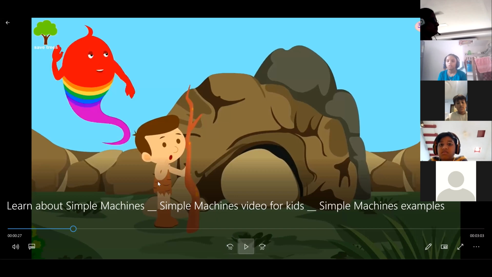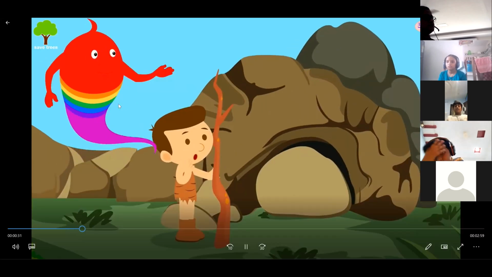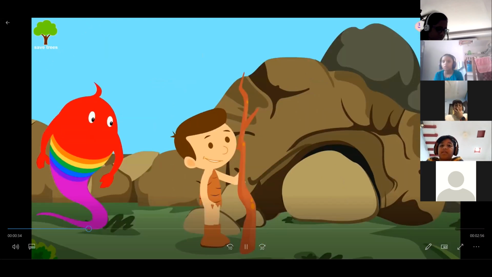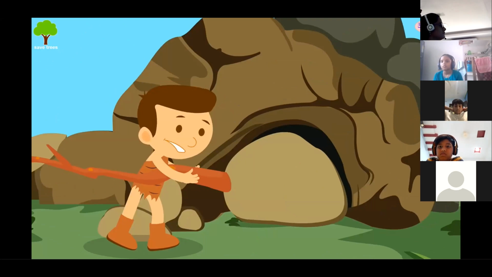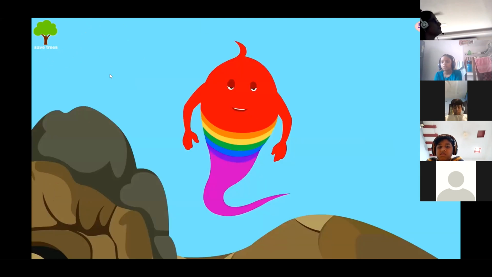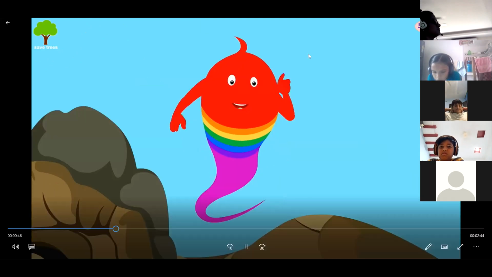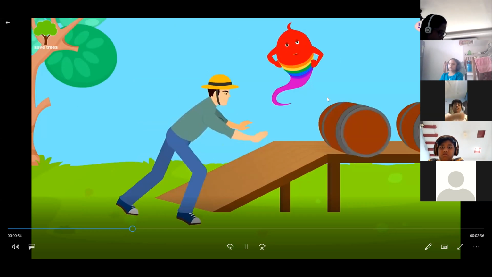The rock is covering the entry gate of your cave. How would you move it? There's a stick. Try moving it with the stick. Oh, you failed again. Most of the scientists say people invented simple machines many years ago to make their work easier. A big rock or a very heavy weight can be moved using a simple machine, an inclined plane.